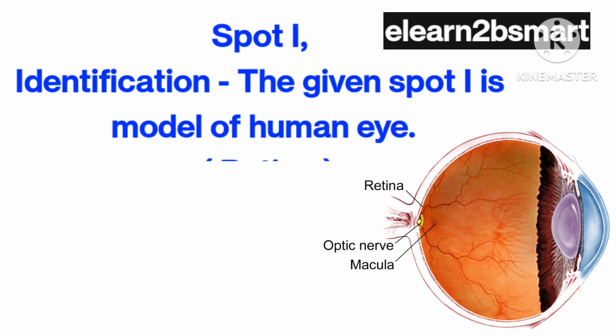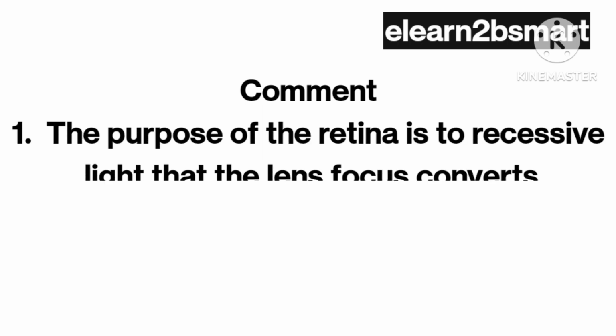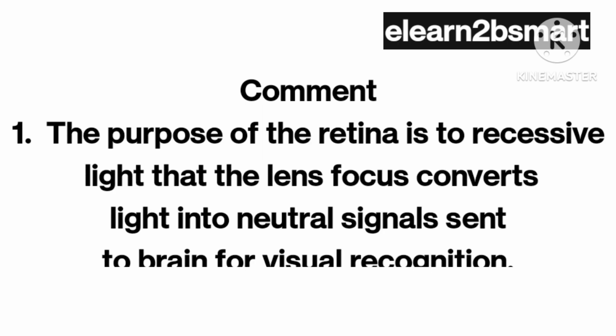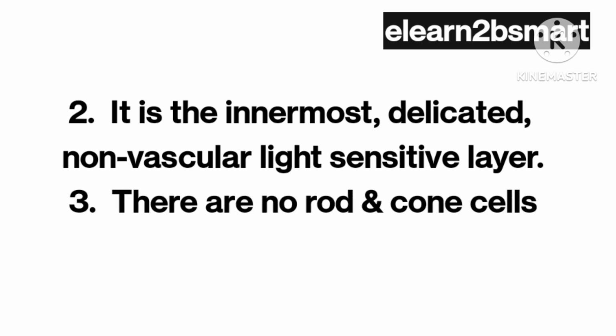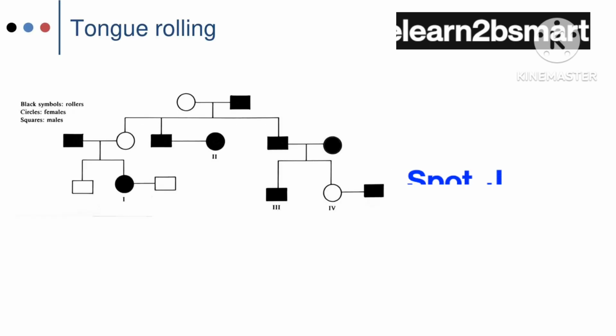Spot I. Identification. The given spot I is a model of the human eye, retina. Comment 1. The purpose of the retina is to receive light that the lens focuses and convert it into neural signals sent to the brain for visual recognition. 2. It is the innermost, delicate, non-vascular, light-sensitive layer. 3. There are no rod and cone cells in this region.